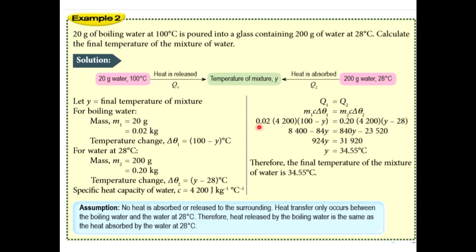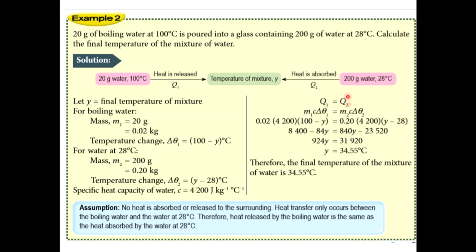Okay, so change to kilogram, so 0.02. And then that m2 will be the 200 gram water, so change to kilogram, get 0.2. Okay, and then the changes of temperature. So the hot water will release heat and the final temperature will be less than 100. So let's say the final temperature is Y. So the changes in temperature for that 20 gram water will be 100 minus Y. So that's why we can write like this.